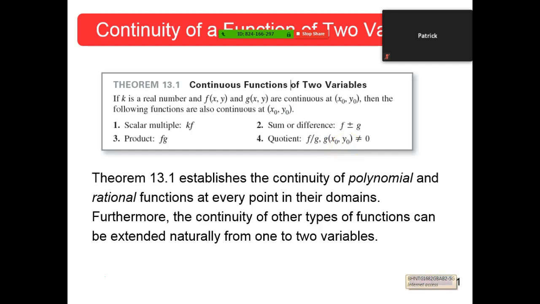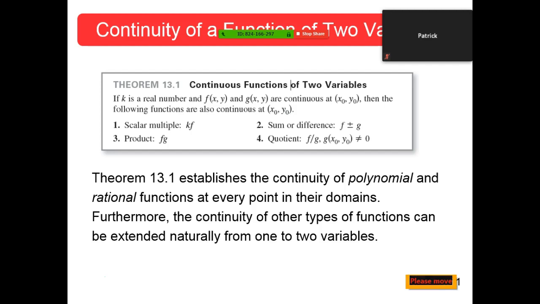Okay? See, g could be 0 here, here, or there if that was a g. No problem. But it can't be if it's in the denominator. So as long as g of x0, y0 is not 0, then f divided by g, the quotient function, is continuous at x0, y0.